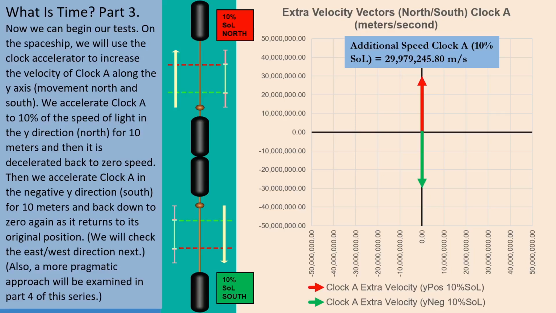On the spaceship, we will use the clock accelerator to increase the velocity of clock A along the y-axis, movement north and south. We accelerate clock A to 10% of the speed of light in the y direction, north, for 10 meters, and then it is decelerated back to 0 speed. Then we accelerate clock A in the negative y direction, south, for 10 meters and back down to 0 again as it returns to its original position.